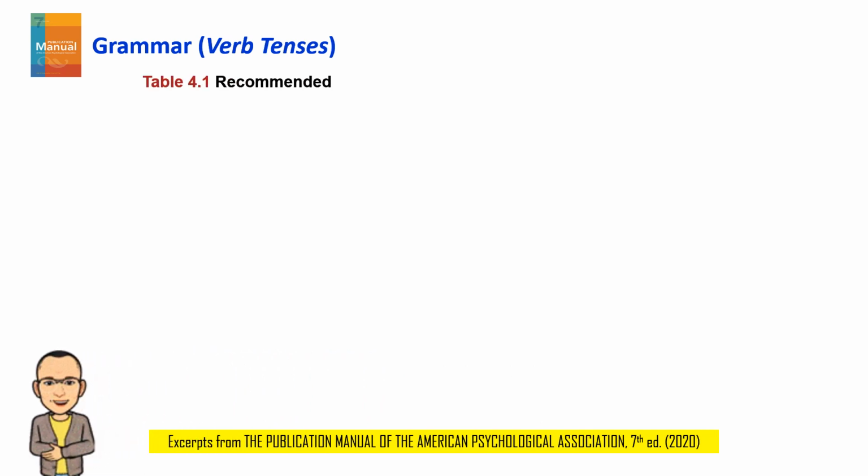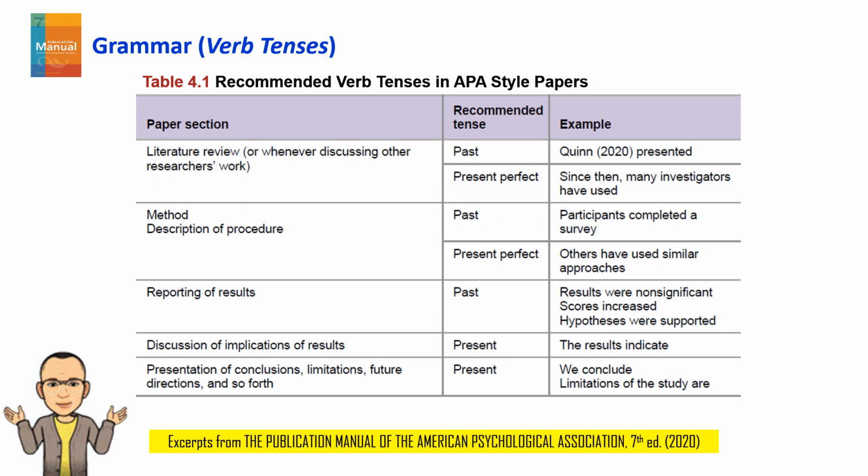Table 4.1. Recommended verb tenses in APA-style papers. For literature review, or whenever discussing other researchers' work, use past and present perfect tense. An example of past tense is "Queen, 2020, presented." The given example of present perfect is "since then, many investigators have used." For method and description of procedures, use past and present perfect tense. An example of past tense is "participants completed a survey." The given example of present perfect is "others have used similar approaches."